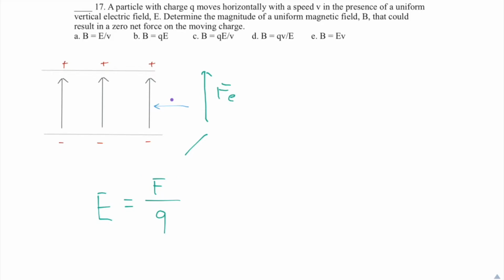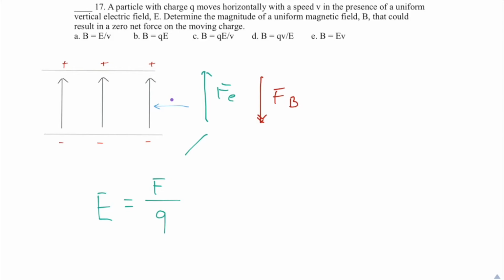So what we want to know is what is the magnitude of the uniform magnetic field that could result in a zero net force. And we know conceptually that a magnetic field has the ability to produce a force. So what we're looking for is the magnitude of that magnetic field that is going to create a force that balances out this electric field force. In other words, we want a force moving downward from the magnetic field. What is the magnitude of that magnetic field?